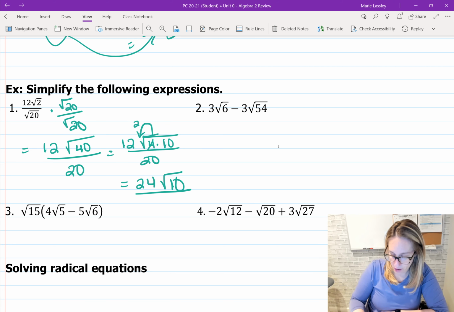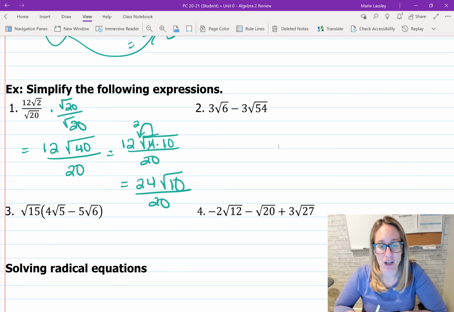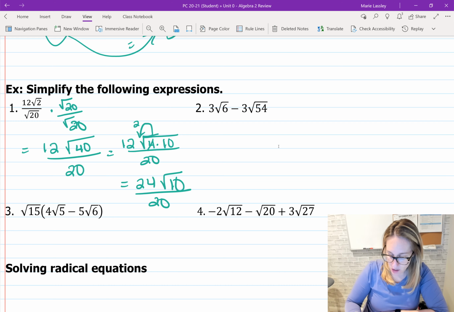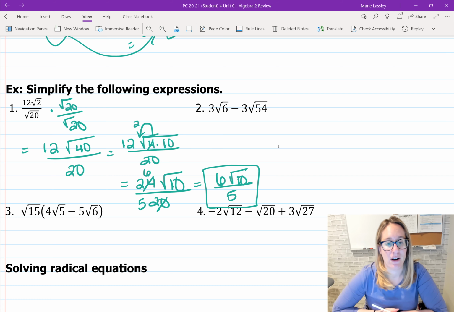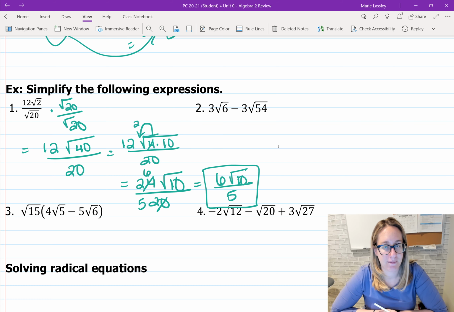all over 20. And there's one last thing I can do because 24 and 20 have a common factor. We can simplify 24 over 20 by dividing top and bottom by 4. So 24 divided by 4 is 6, and 20 divided by 4 is 5. So for my final answer, I have 6 square root of 10 over 5. And that is all the way simplified.